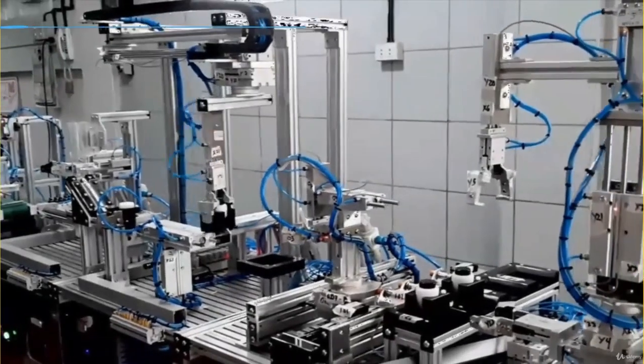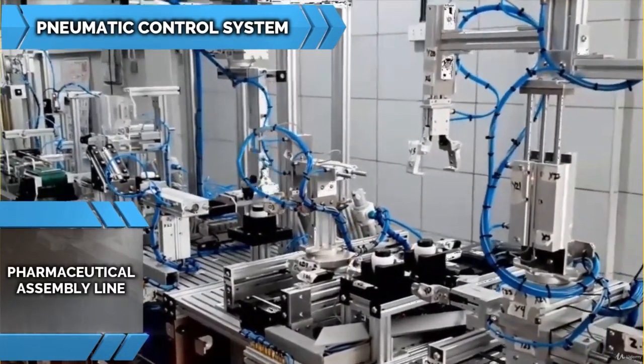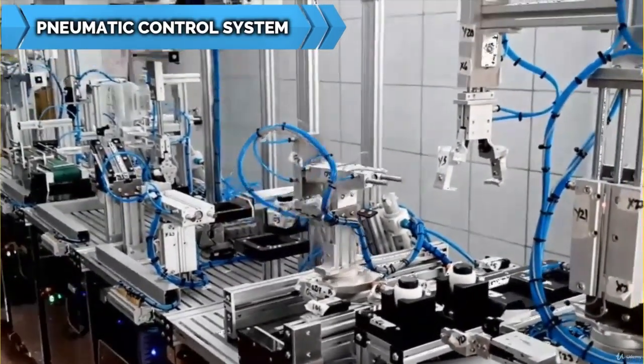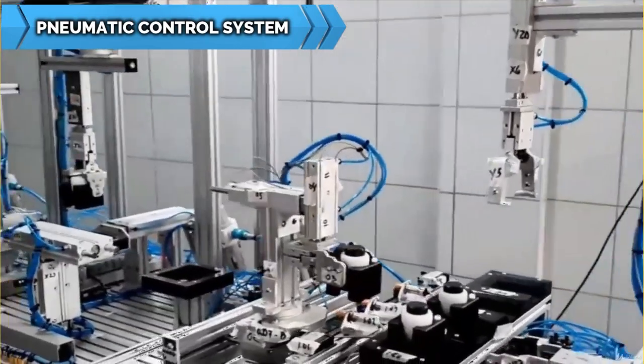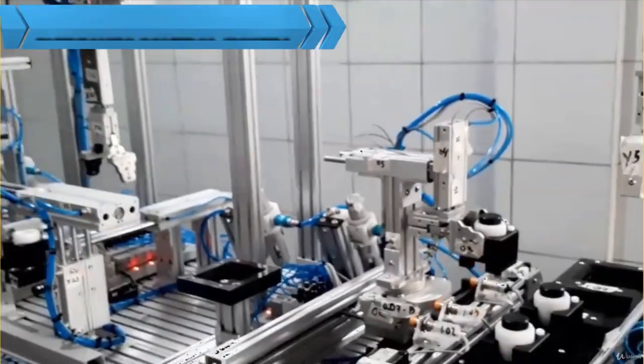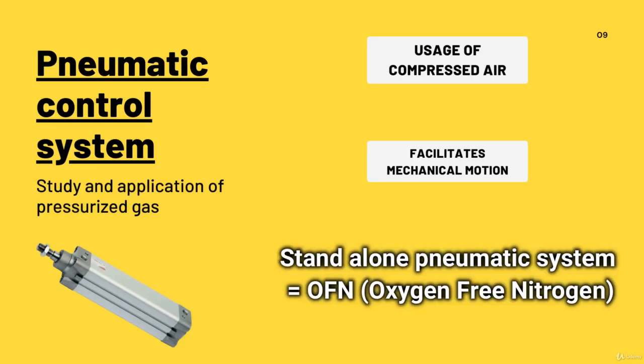When we talk about pneumatic controls or a pneumatic control system, we are simply discussing a mechanical device or series of devices that use compressed air to perform a particular task. Smaller sized, stand-alone, or portable pneumatic devices may rely upon cylinder-contained compressed gases that can include oxygen-free nitrogen.